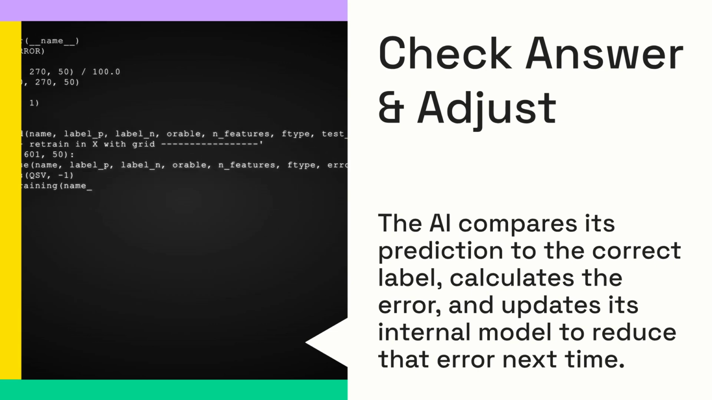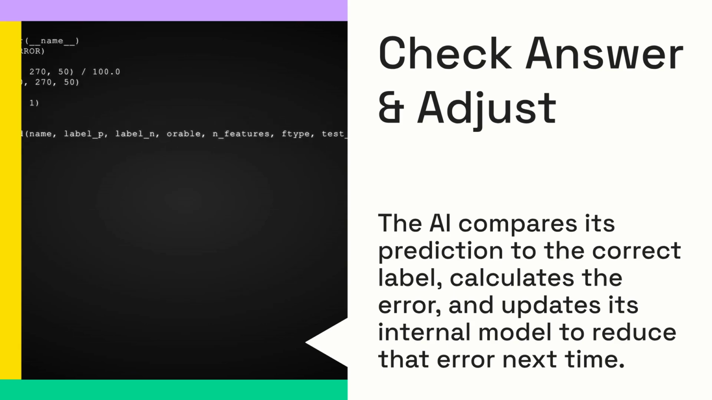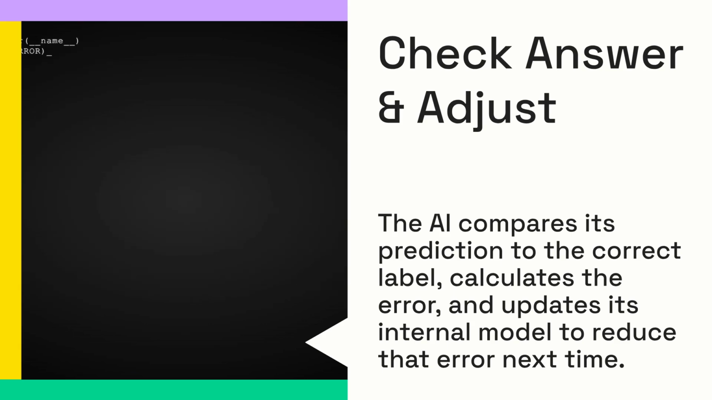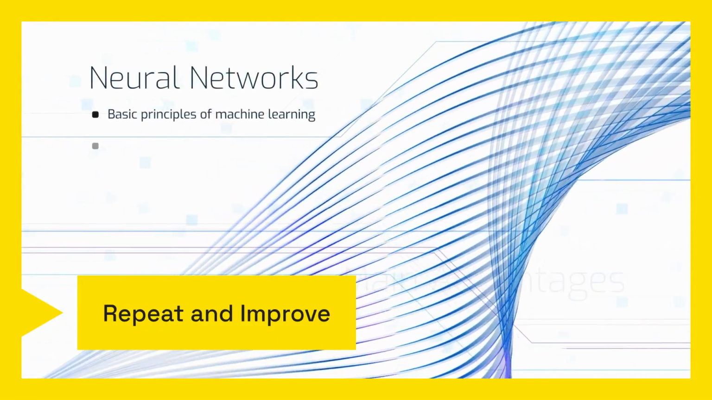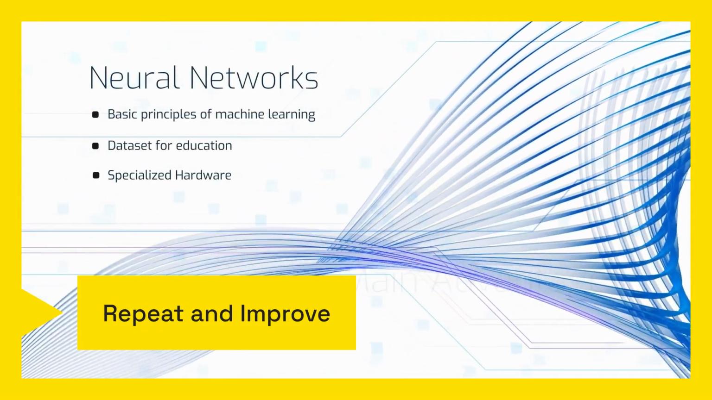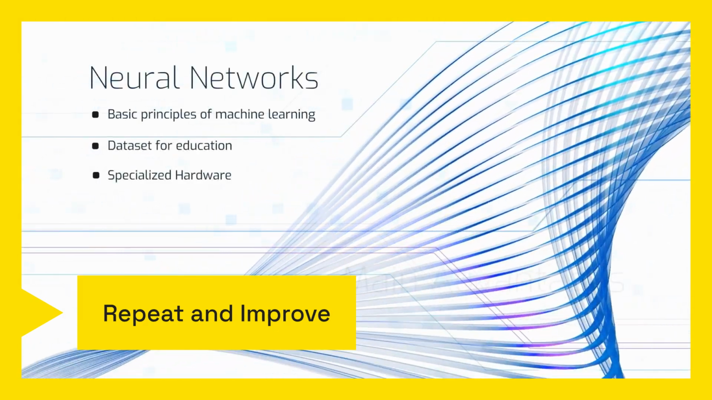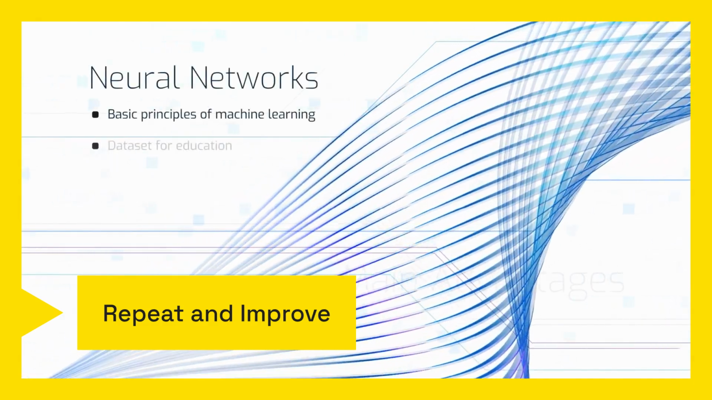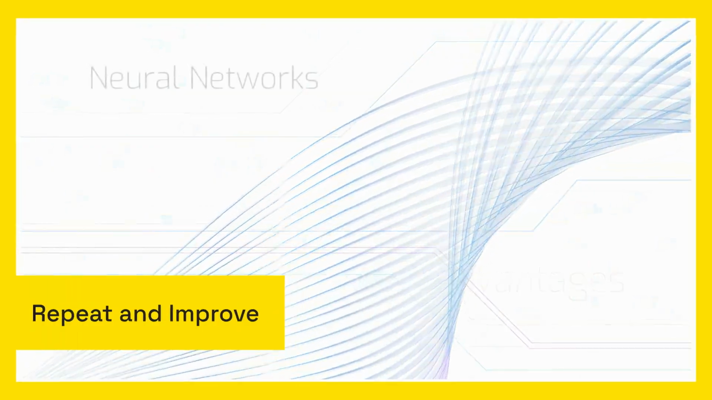Since its guess of $210,000 was wrong, the AI calculates the, quote, error, and then makes a tiny, mathematically precise adjustment to its underlying model. It learns, I need to guess a little higher next time. This cycle, guess, check answer, adjust, repeat, happens thousands or millions of times until the AI's guesses are consistently accurate. It keeps fine-tuning its model until the error margin is negligible, making it highly reliable for new, unseen data.